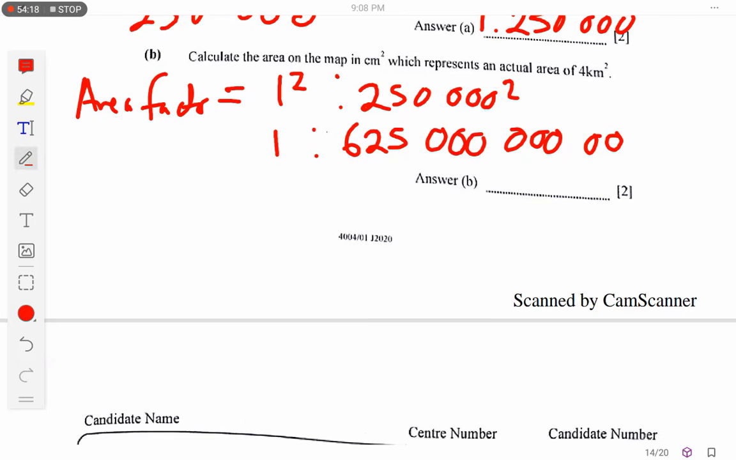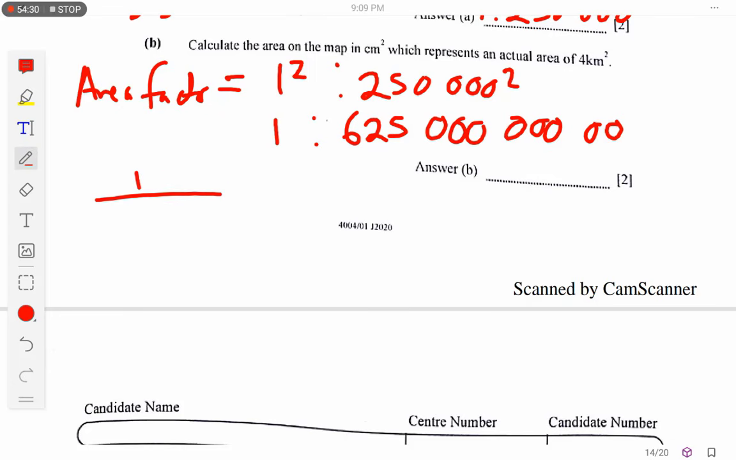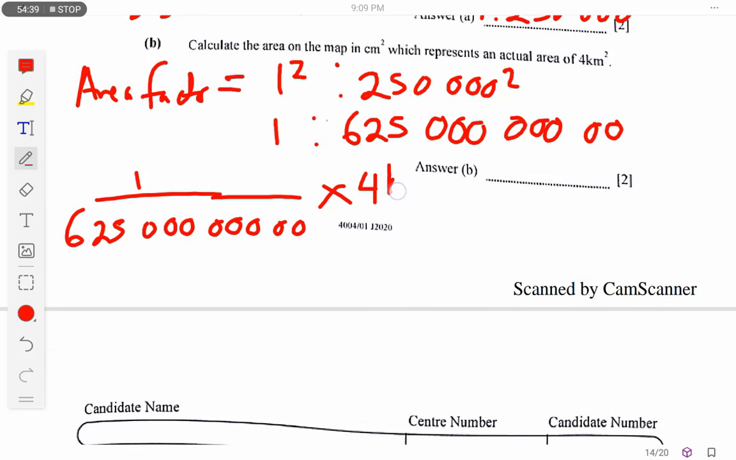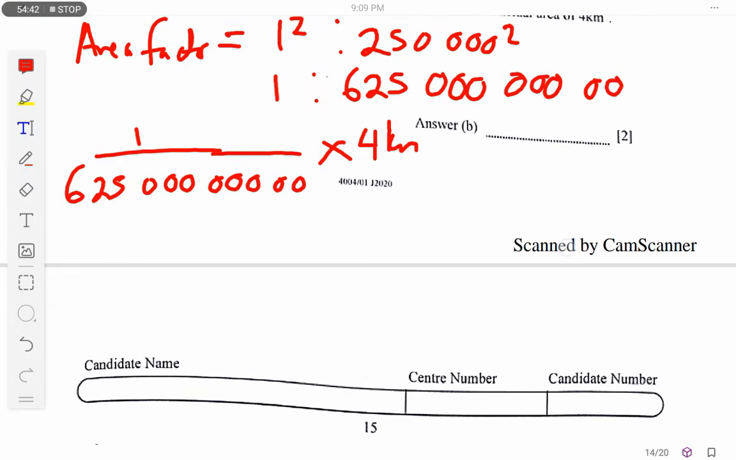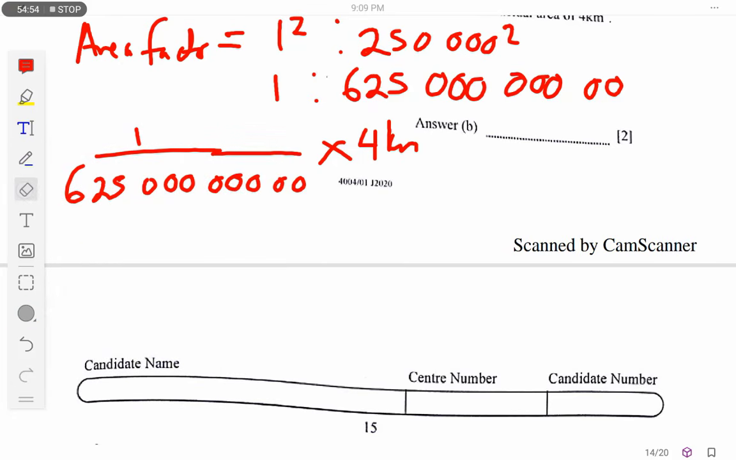So if we have 4 kilometers, we can say for our 4 kilometers, 1 over this whole big number, 250,000, times the 4 kilometers is going to give me something. So for this one, I can multiply the 4 kilometers to centimeters. It's going to be a 4. Let me remove this kilometer there. I can have 1 0 0.